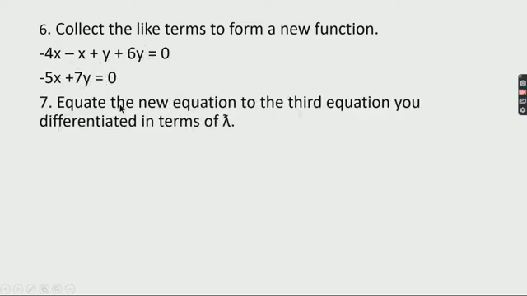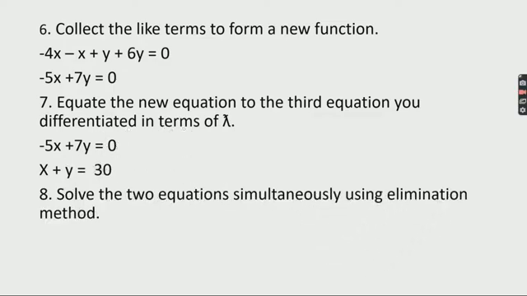What's the next step? The seventh step is to equate the new equation to the third equation you differentiated in terms of lambda. So this equation which you have formulated must be equated to that equation which we differentiated in terms of lambda. And we know that dTC over d lambda is equal to x plus y minus 30, if I remember very well. Okay, let's continue. Negative 5x plus 7y is equal to 0. The next will be x plus y is equal to 30. Now, how are we going to do it? We are now going to solve the two equations simultaneously using the elimination method. So we are going to solve this and this equation simultaneously using the elimination method.